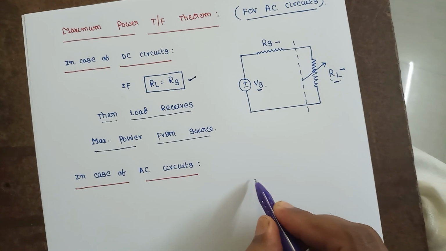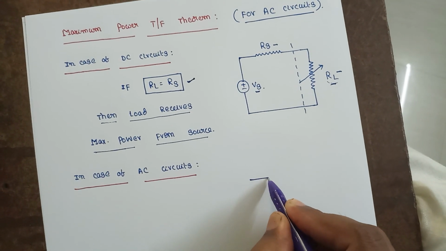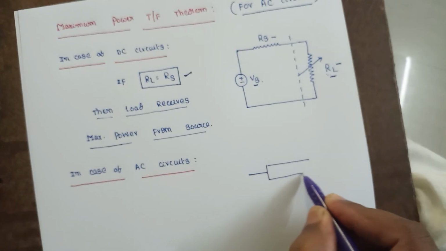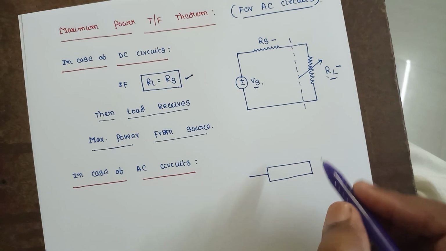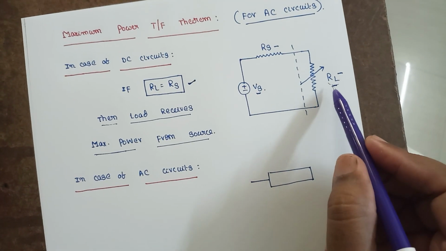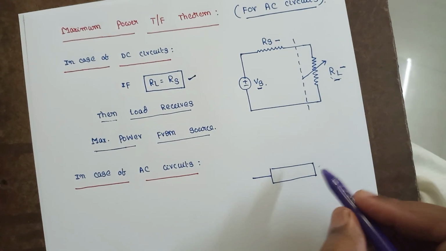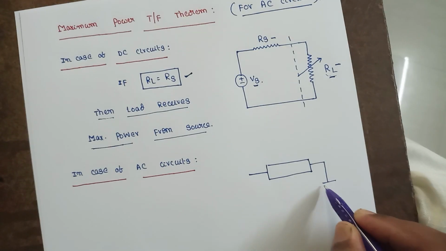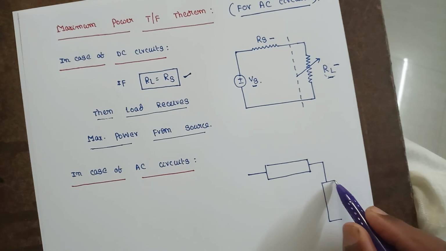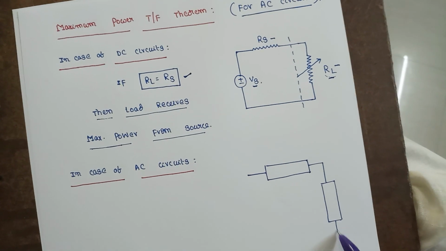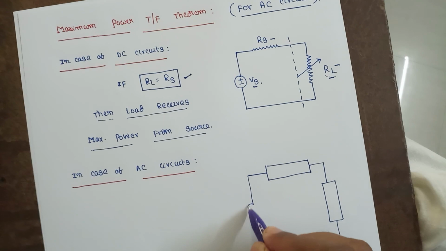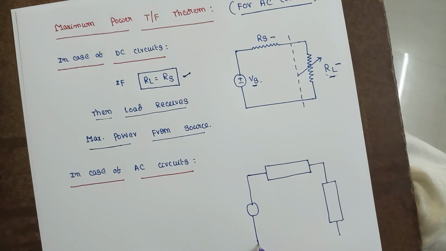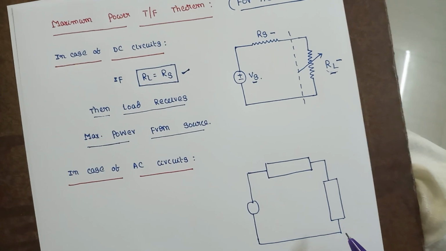Now I am going to explain its statement in the case of AC circuits. We know that in DC circuits the passive element is only the resistor, but when we come to AC circuits, the elements are not only resistors; we have resistors in either series or parallel with either inductors or capacitors.